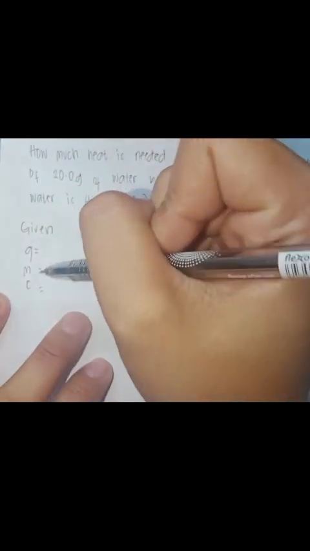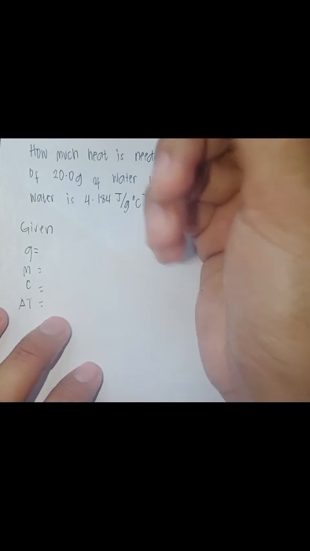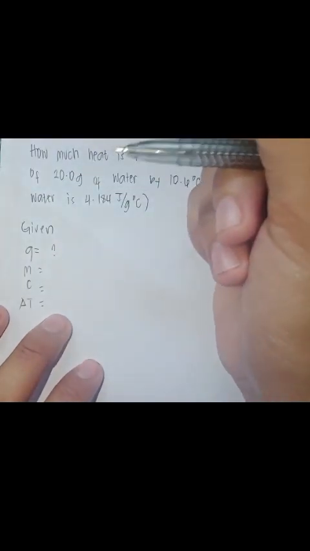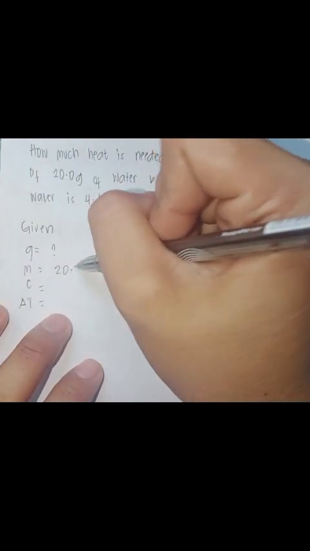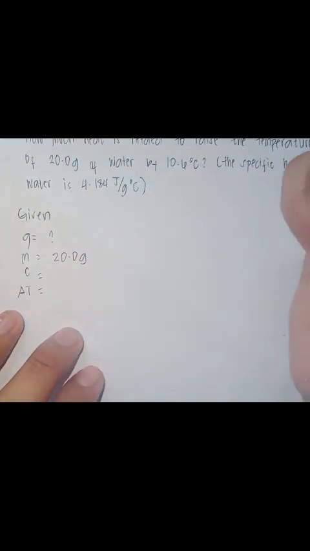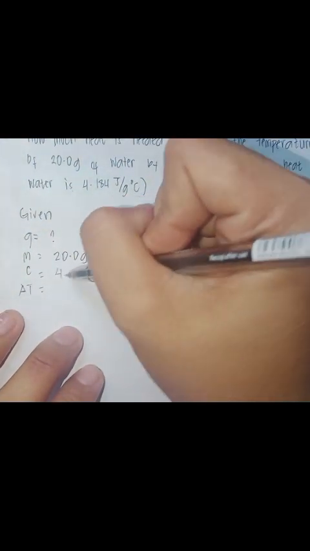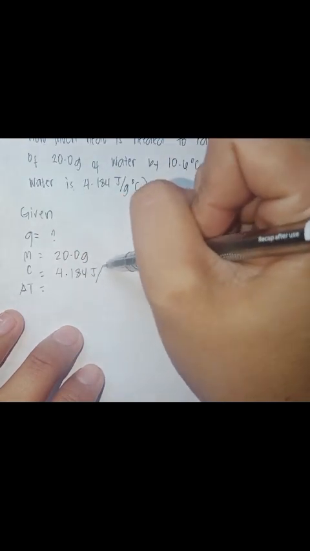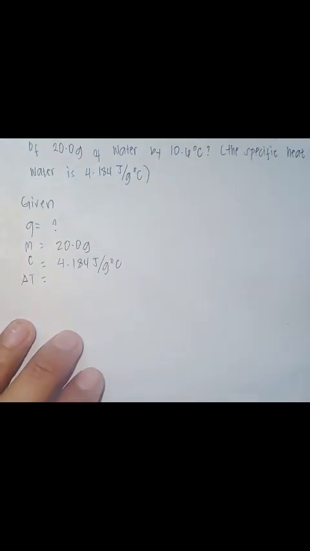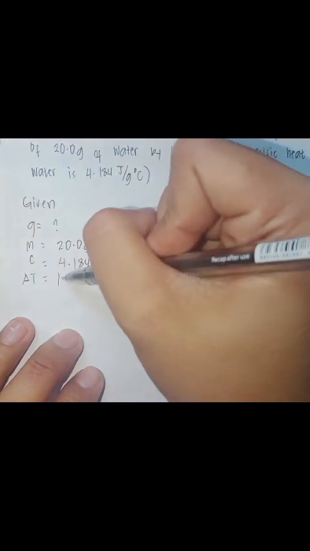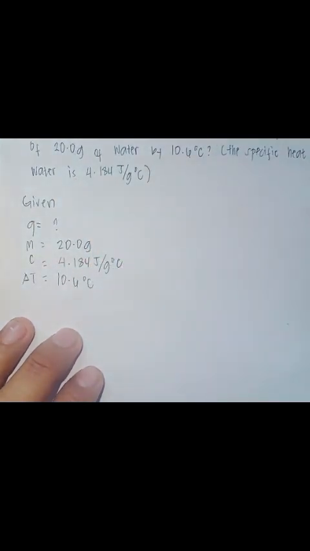So, let's write the given. The given Q. So, the Q is unknown. The mass is 20.0 gram and the C is 4.184 joules per gram degree C. And the delta T is 10.6 degrees C.